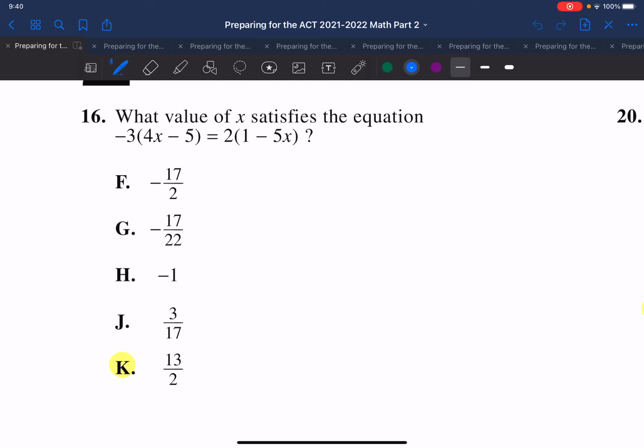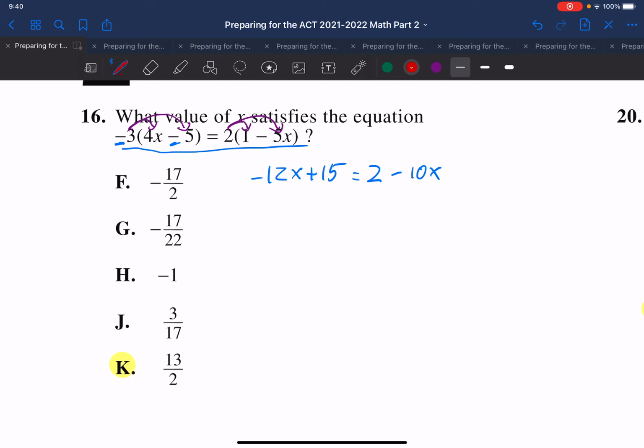So it asks what value of x satisfies the equation, and we have this equation right here. What we have to do is multiply in the negative 3, and multiply in the 2 into these quantities. So we get negative 12x plus 15. A lot of people forget that we have a negative here and a negative here. So that means when we multiply, we get a positive. Then we have 2 times 1, that's 2, and then 2 times negative 5x is minus 10x.